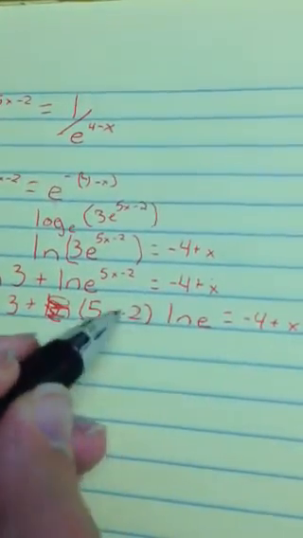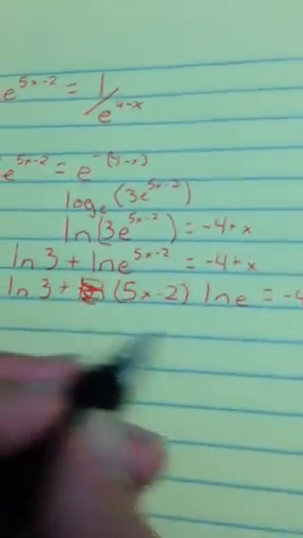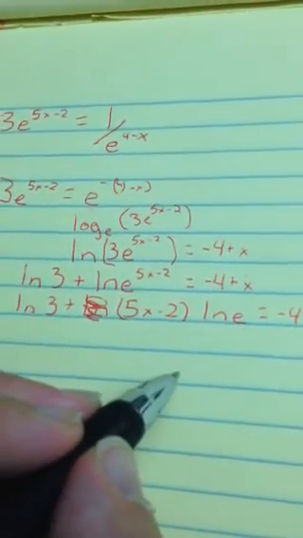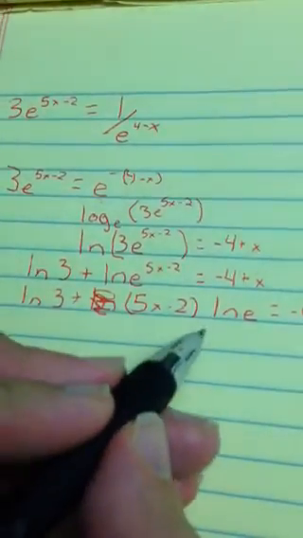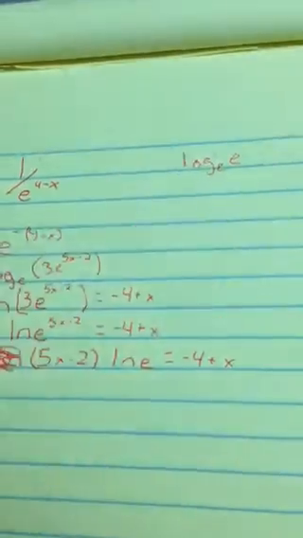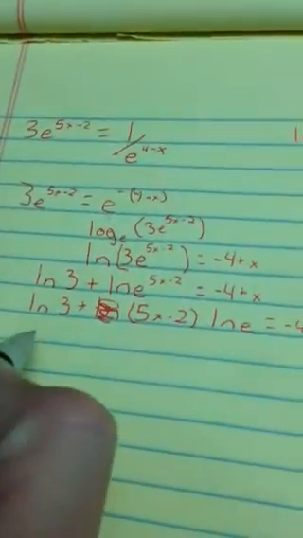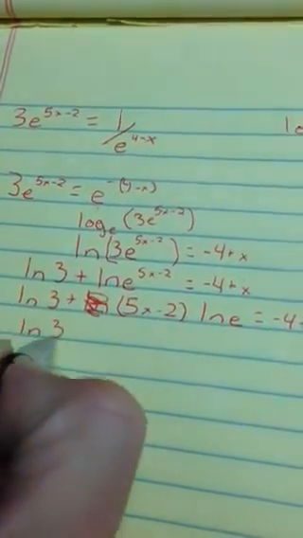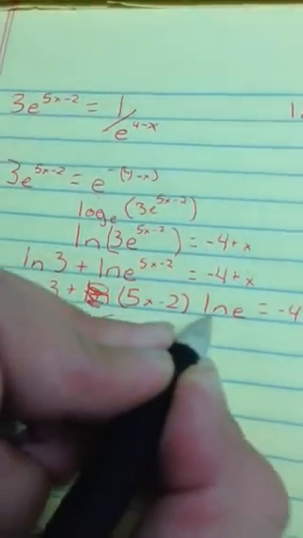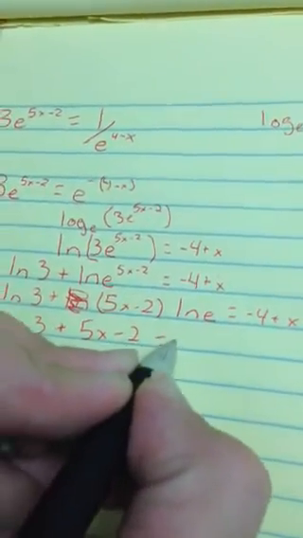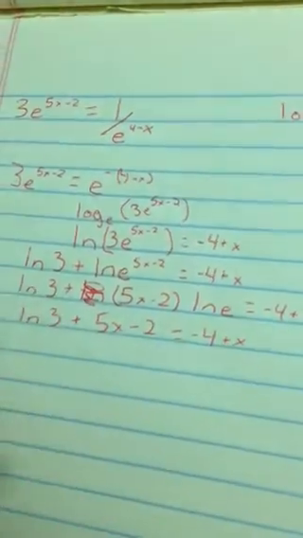Now, we could distribute this natural log of e times each of these things, but the nice thing is natural log of e is 1. It's log base e of e, the power that gets you from the base e to e, so it's 1. So we have the natural log of 3, which we can plug into a calculator if we wanted to, plus 5x minus 2, because this is like multiplying by 1, equals negative 4 plus x.